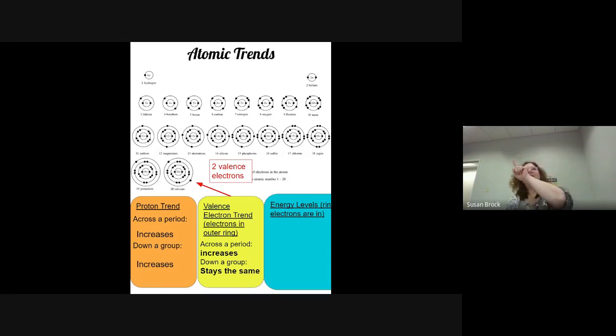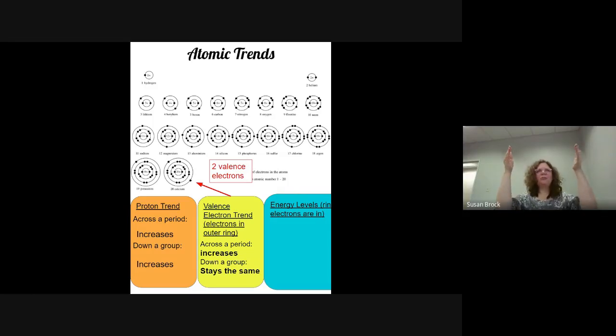Because we increase until that energy level can't hold any more electrons, and then we've got to add an energy level. So every time we stop a row and start a new row, we're starting over at 1. So if we look at lithium, that's 1. And then we increase, beryllium's got 2, boron's got 3, until we get to neon, which has 8. 8 is the max energy level. 8 is the max electrons for that energy level.